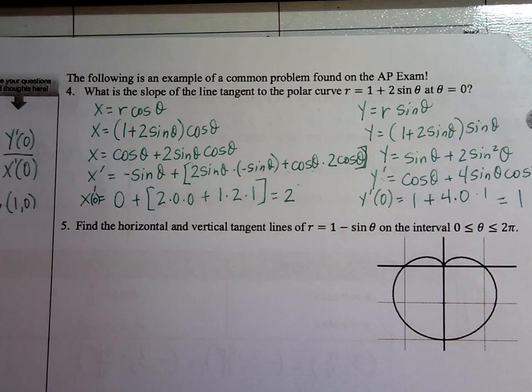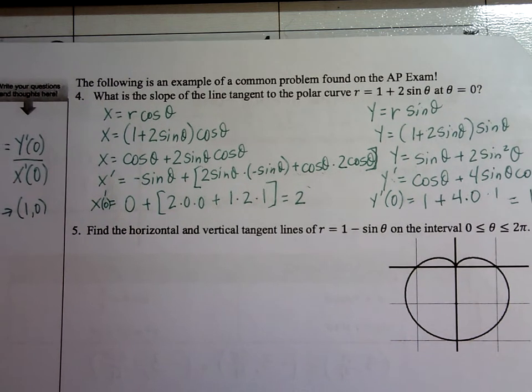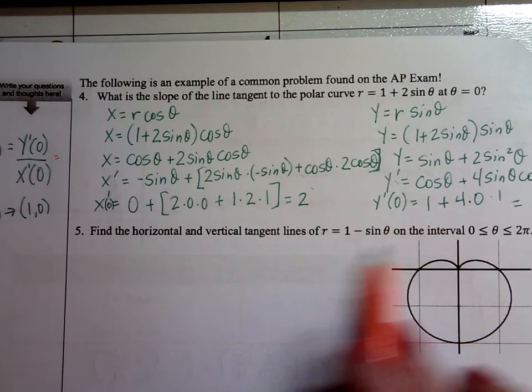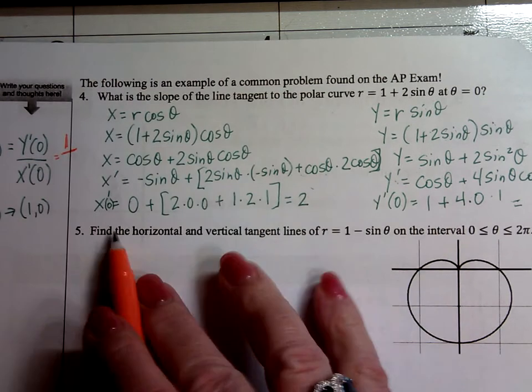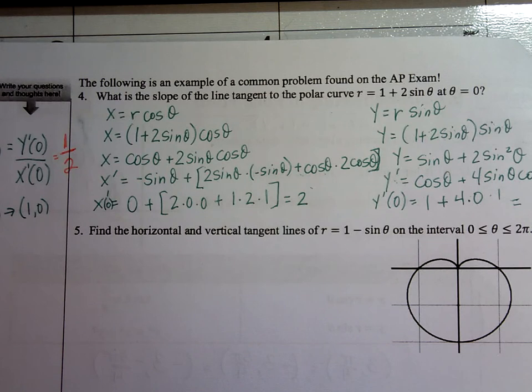And so, if I go back to my original problem, what is y prime of 0? Well, y prime of 0 is 1. What's x prime of 0? That's 2. And so guess what my slope is at that place? It's 1 over 2. And so that's my final best answer. That's number 4. Number 5.